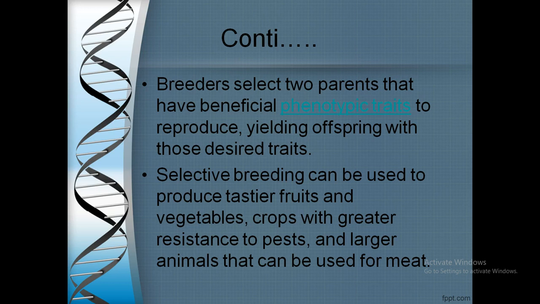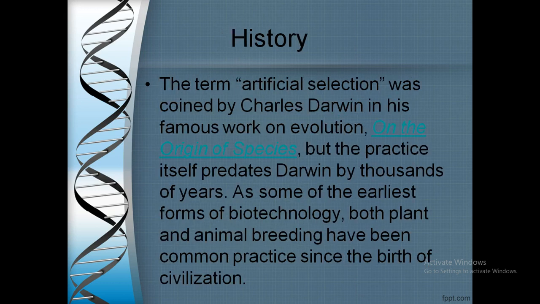Selective breeding can be used to produce tastier fruits and vegetables, crops with greater resistance to pests, and larger animals that can be used for meat and milk.